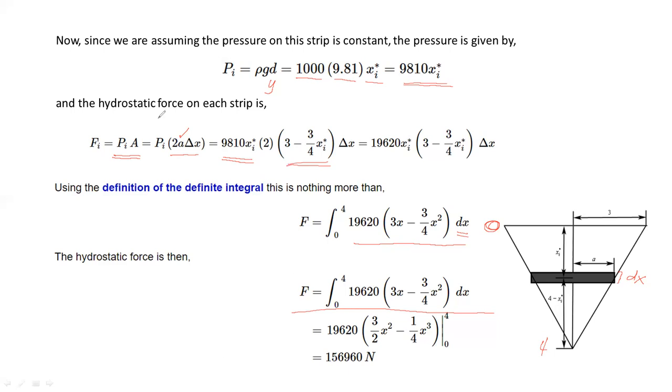So we will review. You need to go back to the concept of the pressure, which is rho g y. y is the depth of the differential strip from the surface that is not submerged. Okay, because we know that this pressure increases as y increases. Once you have the pressure, you multiply it with the area of your differential strip, whatever that may be.